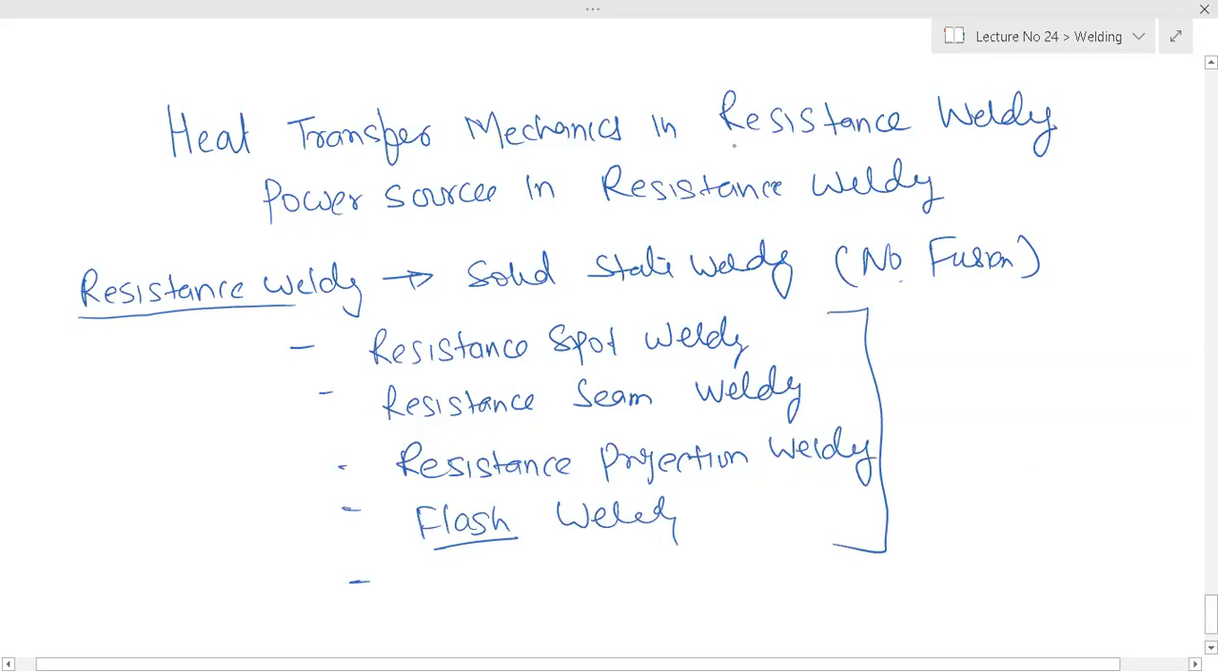Now we'll understand the heat transfer mechanics, how heat transfer takes place, and we'll apply all our physics and solve a lot of numerical problems.